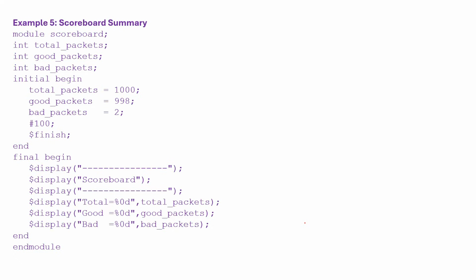Similarly, my scoreboard is comparing the actual values and expected values, right? In that, I am representing my total packets, good packets, and bad packets. So total packets are 1000, and I am getting 998 passed, and failed or bad packets, we are writing this one as 2 packets. Based on that, my scoreboard is displaying some statistics. So this final block will give you the reports.